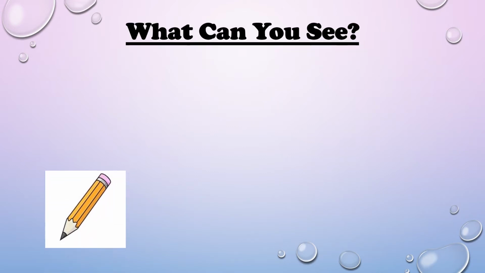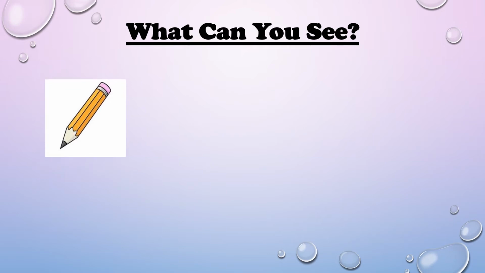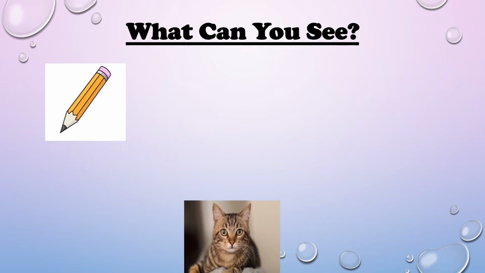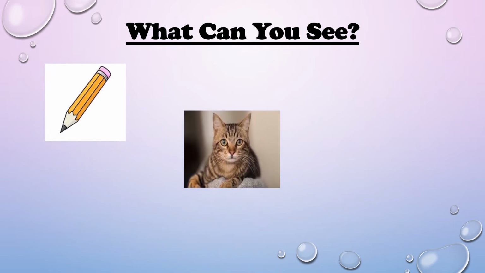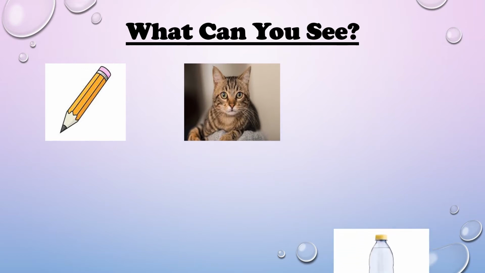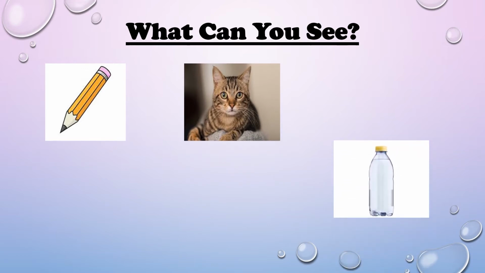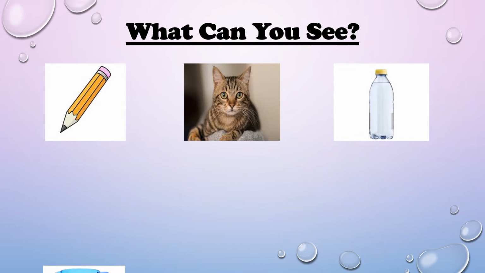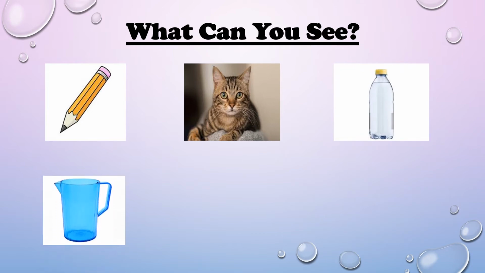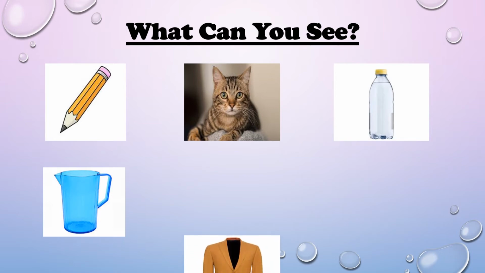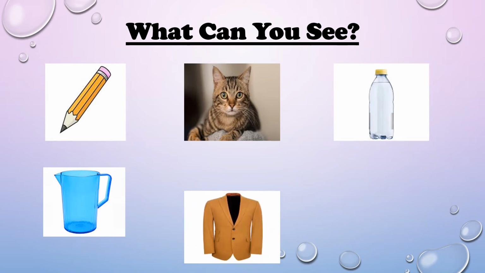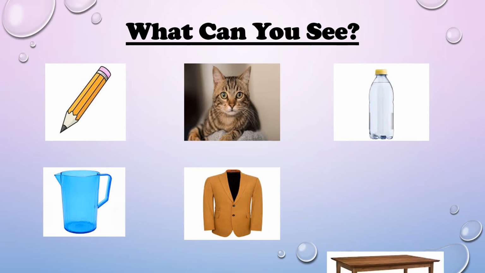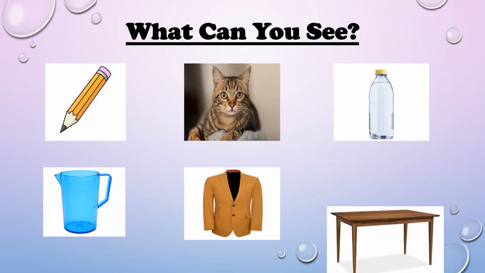What can you see? I can see a pencil. I can see a cat. I can see a bottle. I can see a jug. I can see a coat. I can see a table.